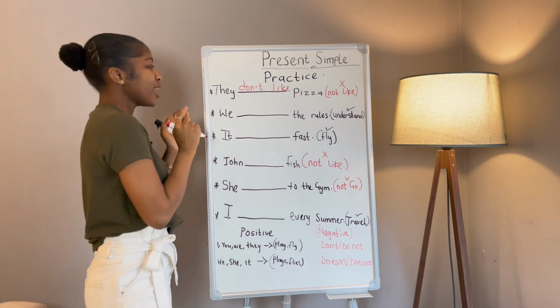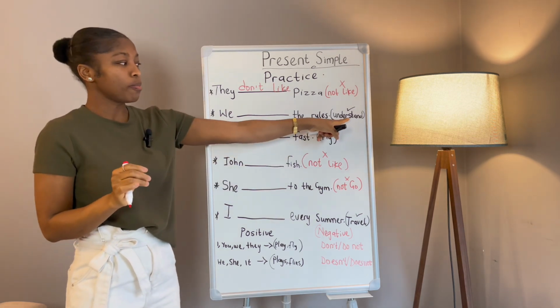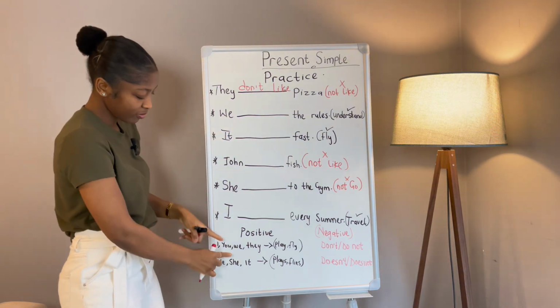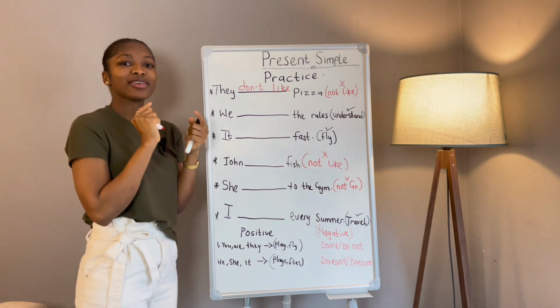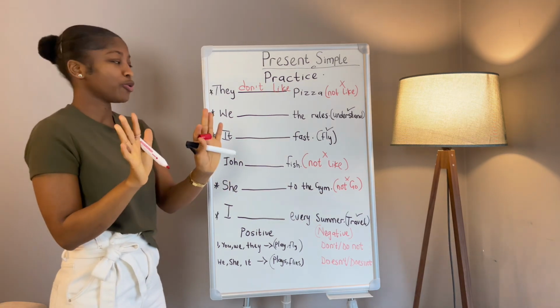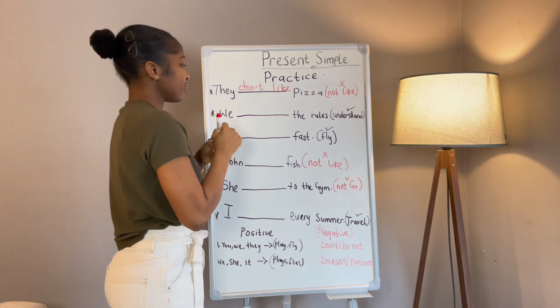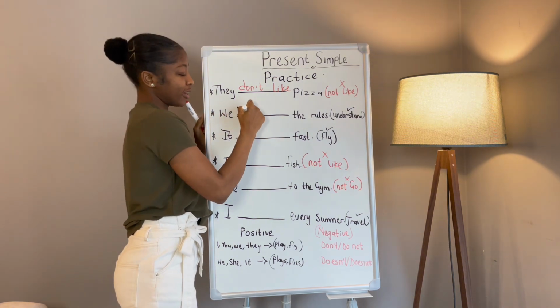The second sentence says, we dash the rules. This is a positive sentence. When we use we in a positive sentence, the base verb remains the same. We do not add s, es, or ies to the verb. So we, the verb says understand. In this case, the sentence becomes, we understand.